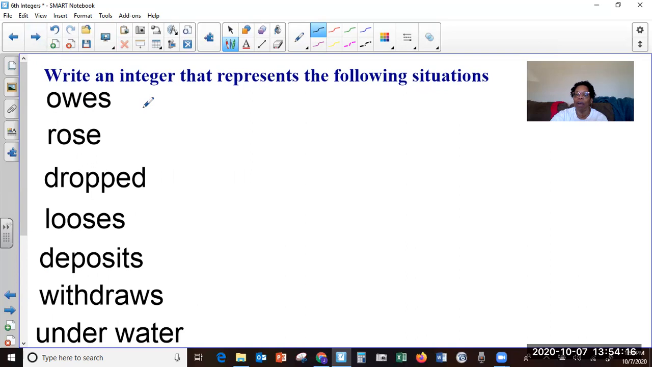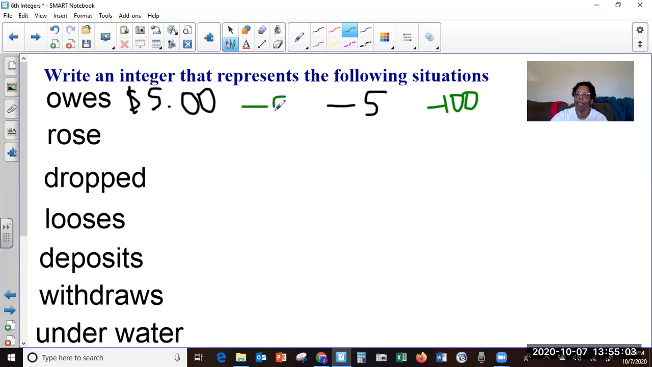Daddy owes me $5. How do we represent owes $5? Owes means you don't have it, so it's negative. So this is how we represent it, -5, owes. How about if you owe your mom $100? If you owe $100, then it's represented -100. How about if mom owes you $50? She owes you $50. It's still represented like this, -50, because it owes. So owes is negative.